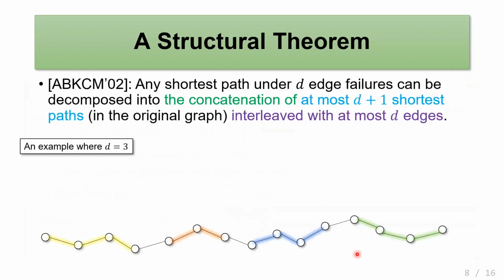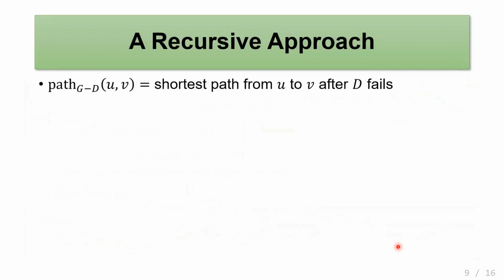So the long path is a shortest path under 3 edge failures. By the structural theorem, it can be decomposed into the concatenation of 4 shortest paths interleaved with 3 edges, where each shortest path is the shortest path in the original graph. So this suggests a recursive approach. But to state the recursive approach, let me start with some definitions.